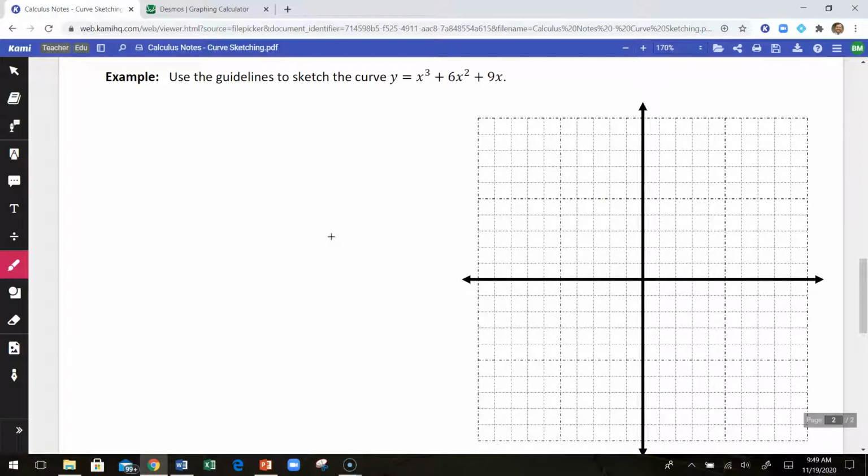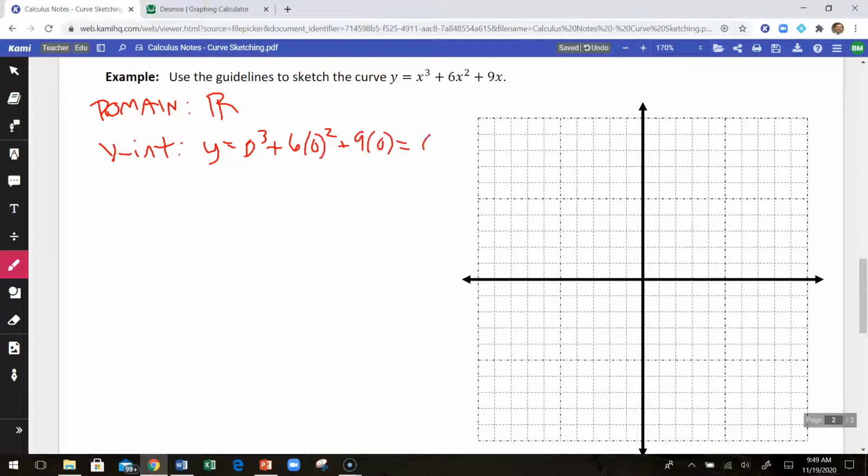From the original function, the information that we were looking at was the domain. Since it's a polynomial, the domain is all real numbers. We also can find the x and y intercepts. To find the y-intercept, I'm going to plug in 0 for x. So that's going to be 0 cubed plus 6 times 0 squared plus 9 times 0, which would give me 0. If your y-intercept is at 0, that means your x-intercept will be at 0 as well.